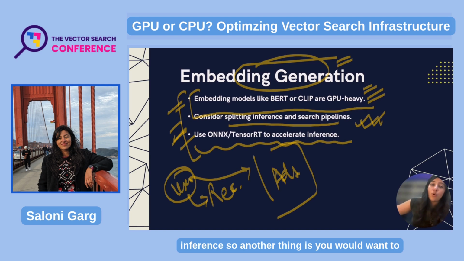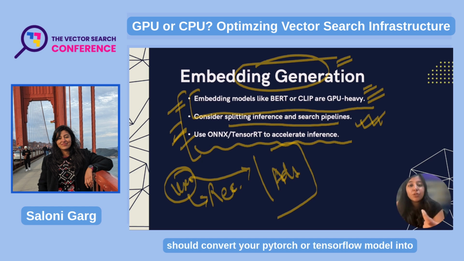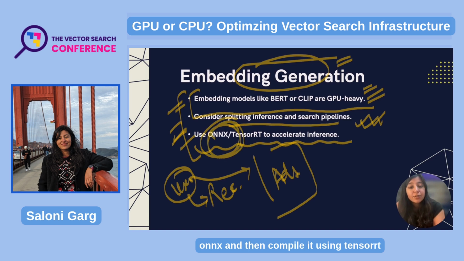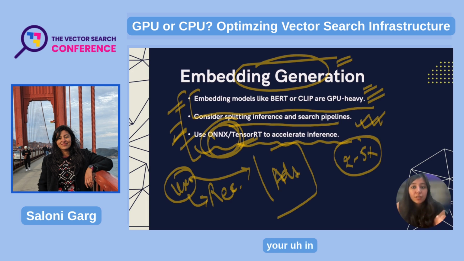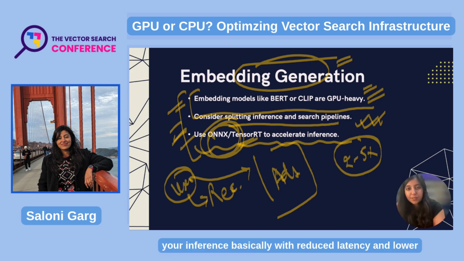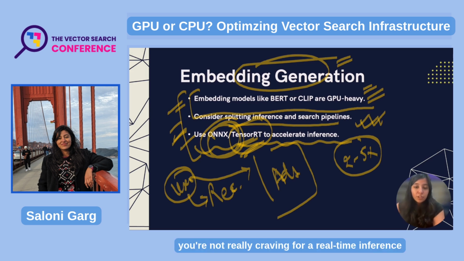Especially if you need real-time inference, then you should convert your PyTorch or TensorFlow model into ONNX and then compile it using TensorRT or OpenVINO, and this will give you a 2 to 5x speed up in your inference, basically, with reduced latency and lower memory usage as well. This should be a good fine-tuning step for your whole infrastructure in general, even if you're not really craving real-time inference.